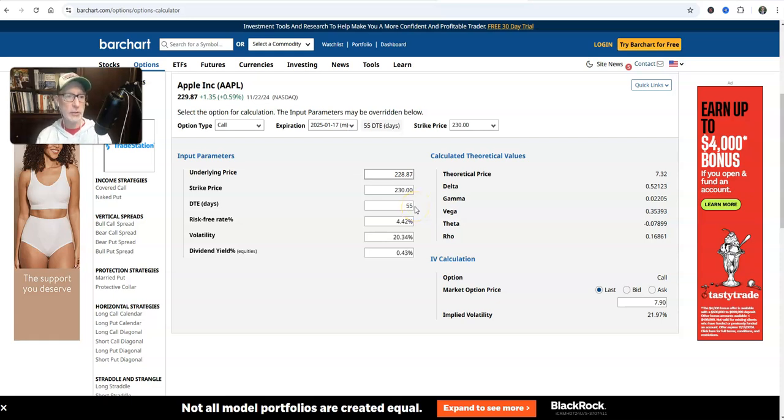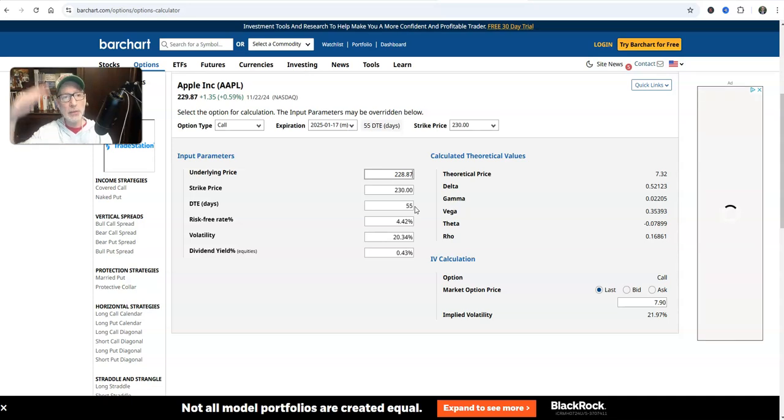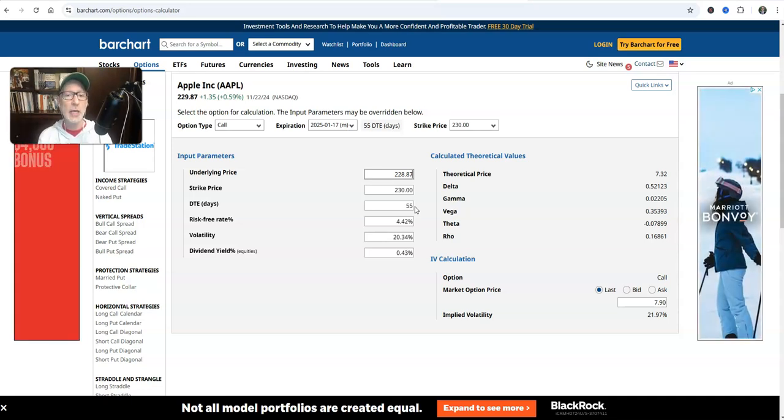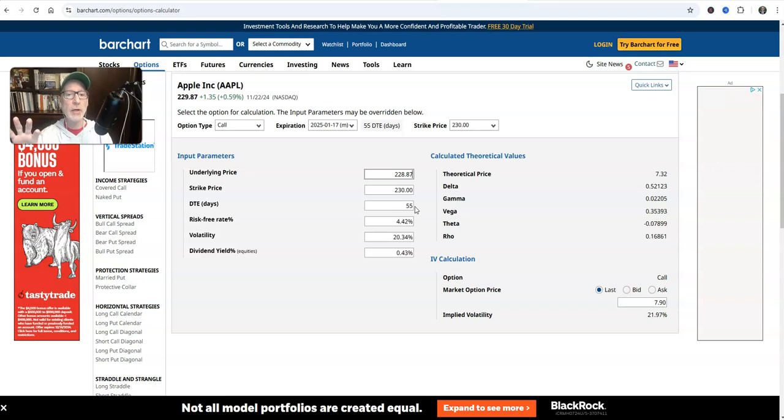You want to understand what Delta is. It tells you how much the option price should move in conjunction with the stock, but you also have to understand that the stock has to move by a certain amount in a certain amount of time in order for the option to work in your favor. Now, if you buy a deeper in the money option that has a higher delta, yes, it will cost you more money, but you'll make more money in more scenarios. If you buy the at the money option, you're going to make money in fewer scenarios.